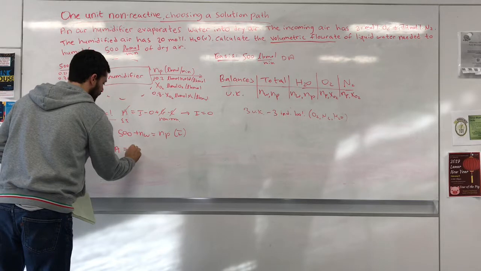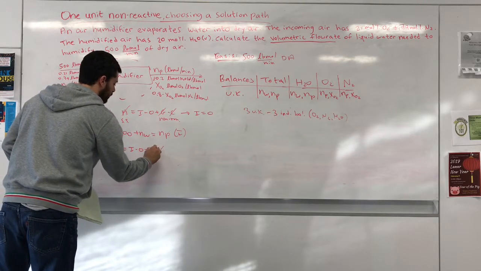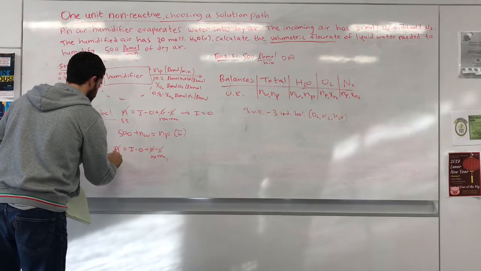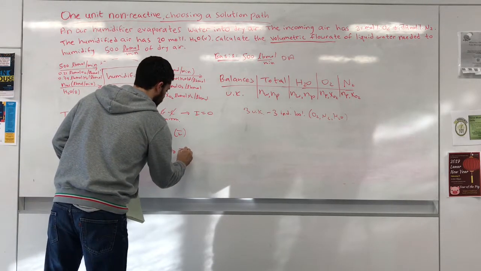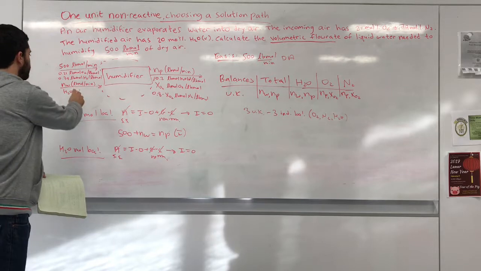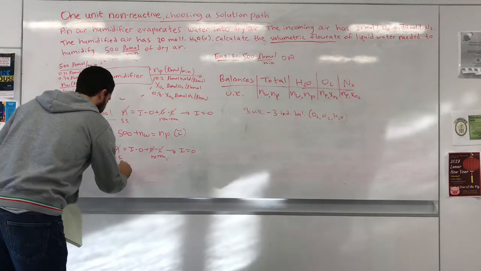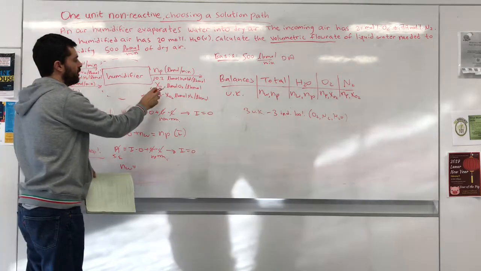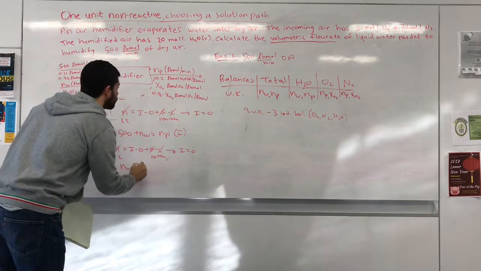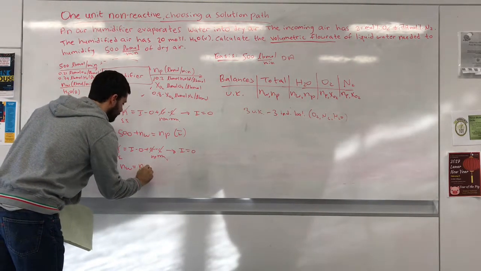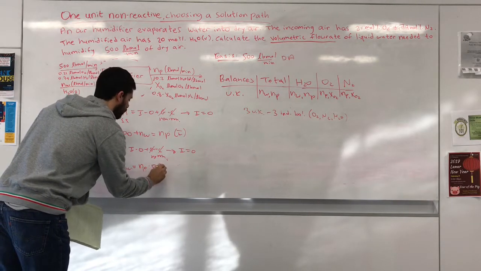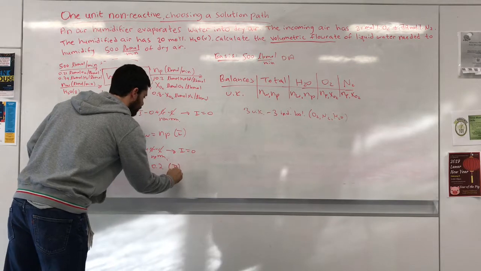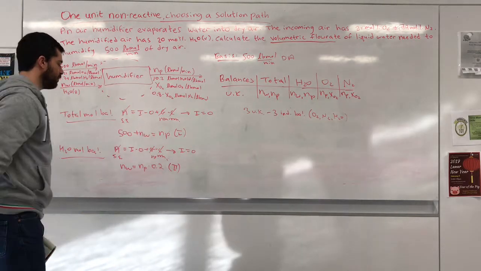Same, A equals I minus O plus G minus C. No reaction. Steady state. Input equals output. And then coming in, we have NW. There's nothing in water going in here. And then going out, we have NP times 0.2. Okay, and this is our second equation. So we'll solve these two simultaneously.